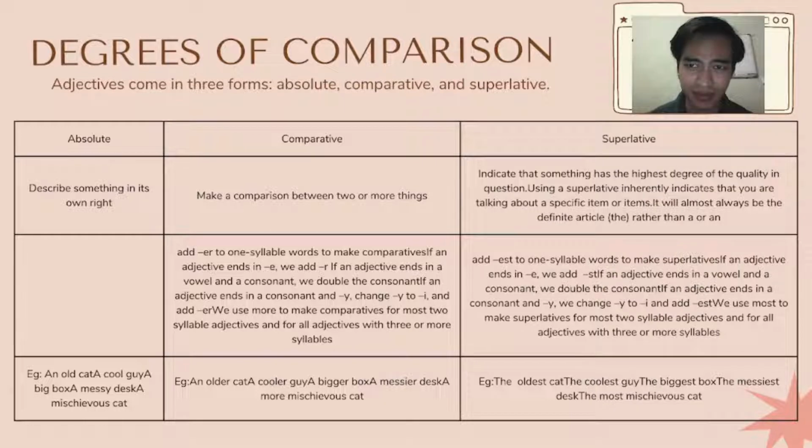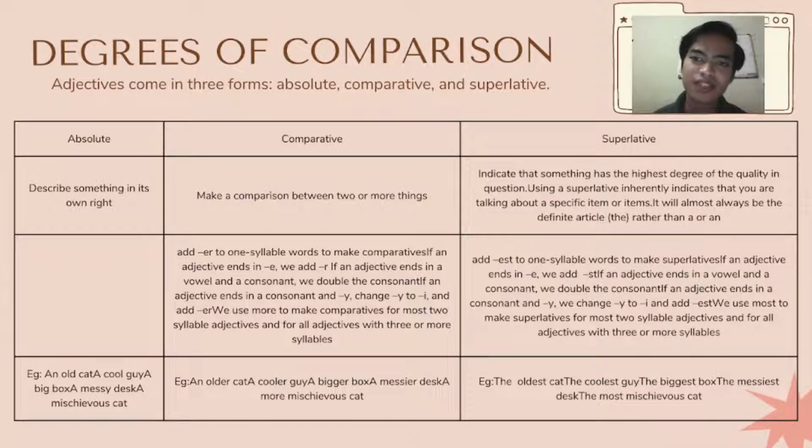Assalamualaikum and good day. My name is Mohd Amiruddin and I am going to present degrees of comparison, which is adjectives come in three forms, which are absolute, comparative, and superlative. For absolute, it describes something in its own right from the word itself, and for comparative, it is phrases that make a comparison between two or more things. And as for superlative, the phrases that indicate that something has the highest degree of the quality in question.